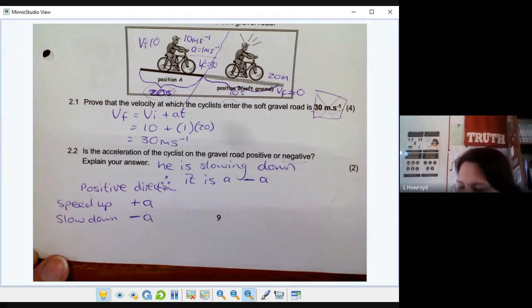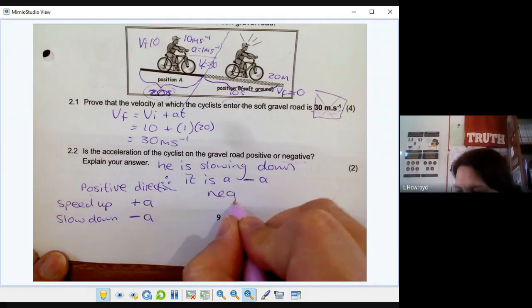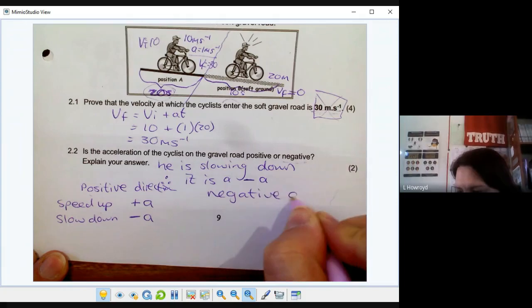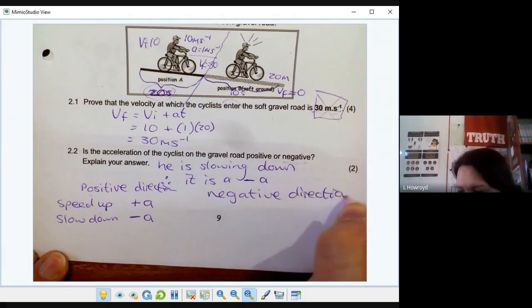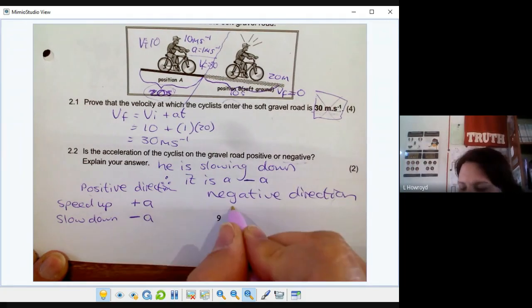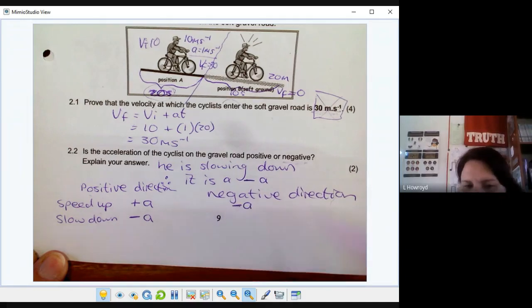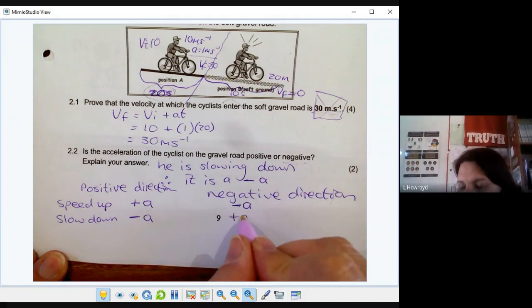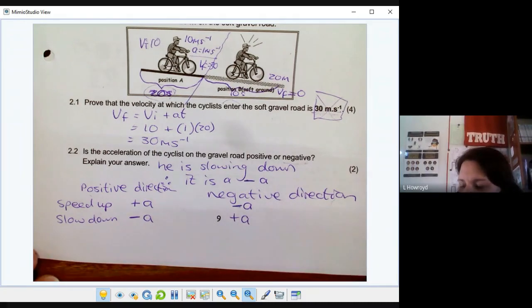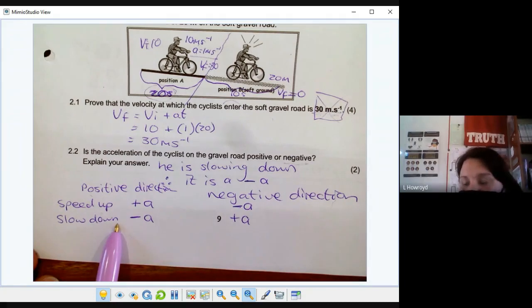Okay? If we're in the negative direction and we speed up, it's actually going to be a negative acceleration. And if we slow down, it's going to be a positive acceleration. And it's exactly like maths. The negative of the direction and the negative of the slowdown cancel out.